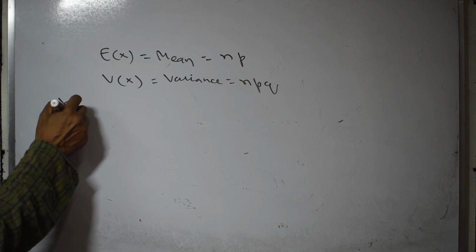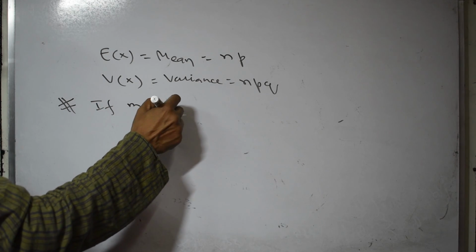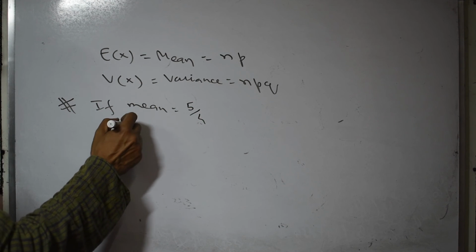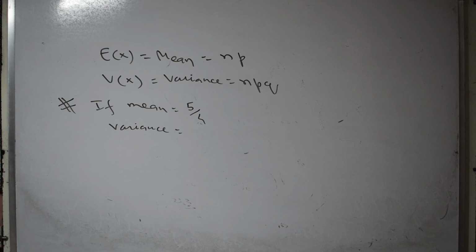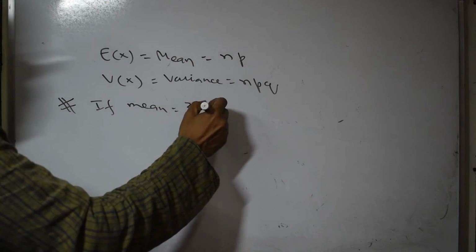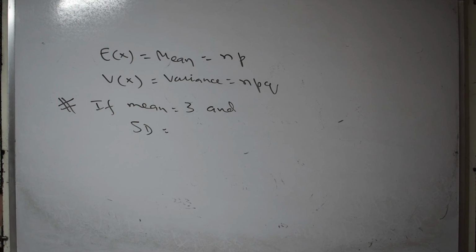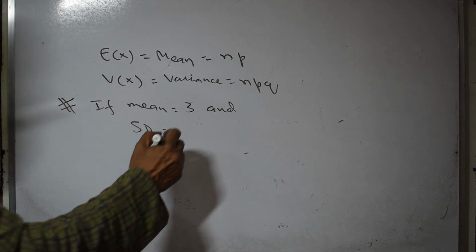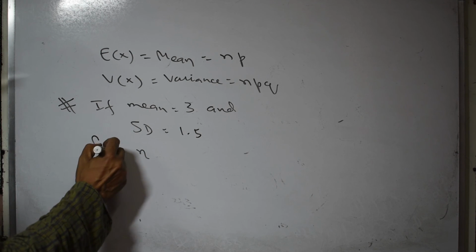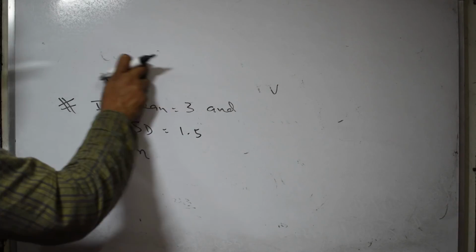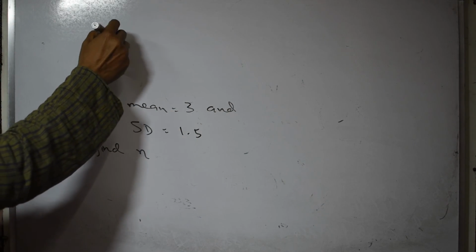So we can have some question where the mean of the binomial distribution is given as, suppose, 3, and the SD, standard deviation, is 1.5. What we are asking: find the value of n in the binomial distribution. So what to do? It's a very simple task in finding this type of question. We have np as mean, that is 3.